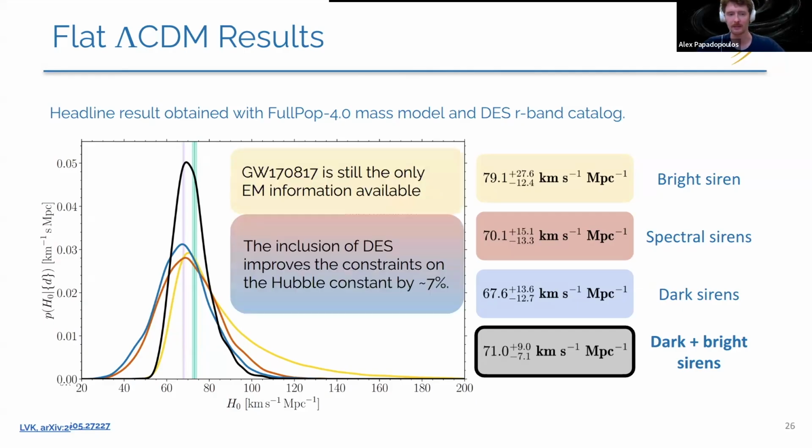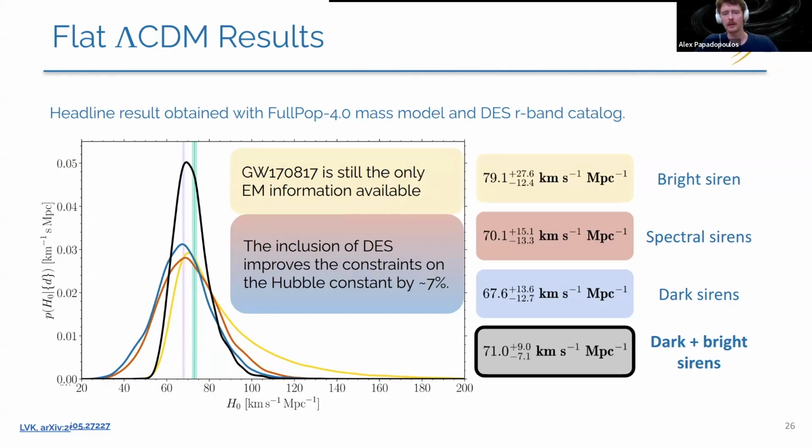Isaac, if we could go to the next slide, please. Thanks. So yeah, just a reminder that GW170817 is still the only EM information we have available, so we only have one bright siren. But also pleasingly, the inclusion of the DES catalog improves our constraints by roughly 7%.